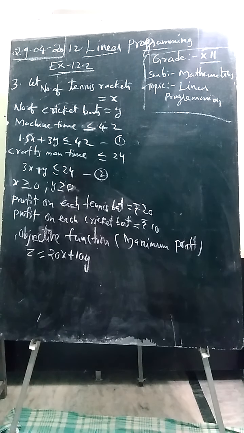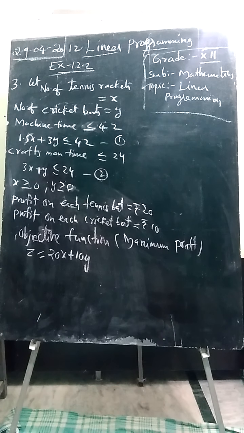I mean, first, how many tennis rackets and cricket bats need to be produced to get maximum profit. According to the condition, to prepare one tennis racket, the number of hours taken by machine is 1.5. And 3 hours of time for a cricket bat.